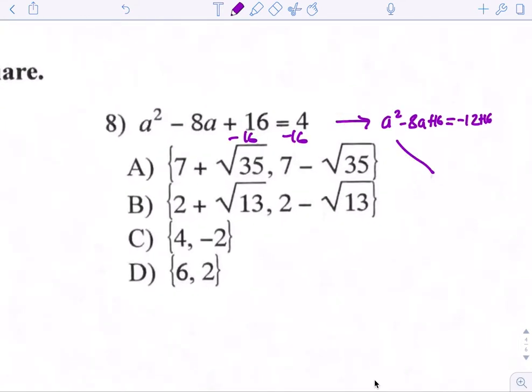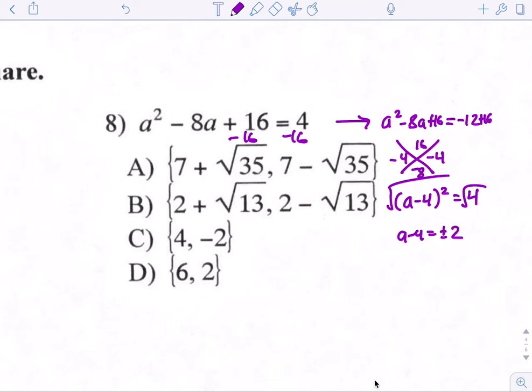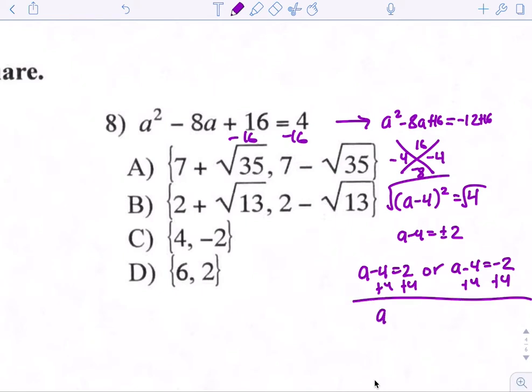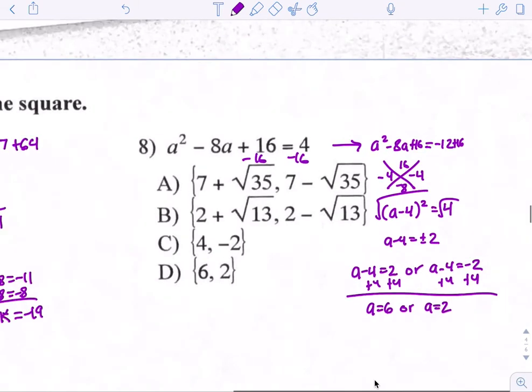So let's factor this side out. Two things that multiply to 16 but add to negative 8: negative 4, negative 4. So a minus 4 squared is equal to negative 12 plus 16, which is 4. Square root both sides. a minus 4 is equal to plus or minus 2. So a minus 4 is equal to 2, or a minus 4 is equal to negative 2. Add 4 to both sides. You should have gotten a is equal to 6, or a is equal to 2. So that's D.